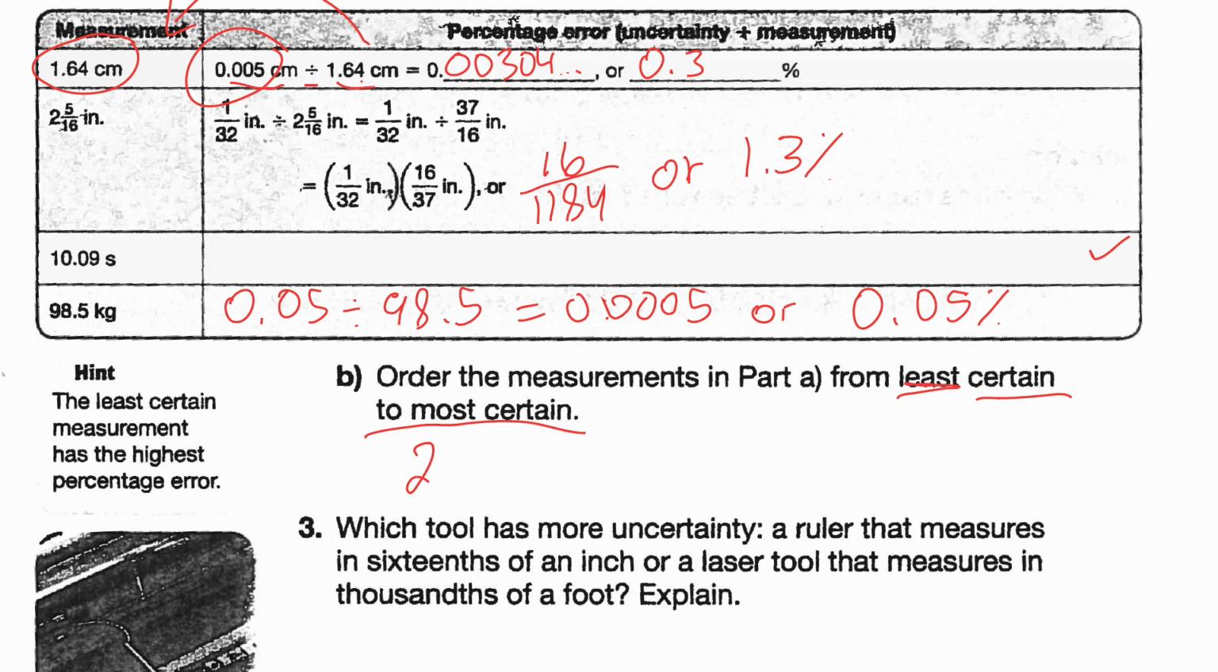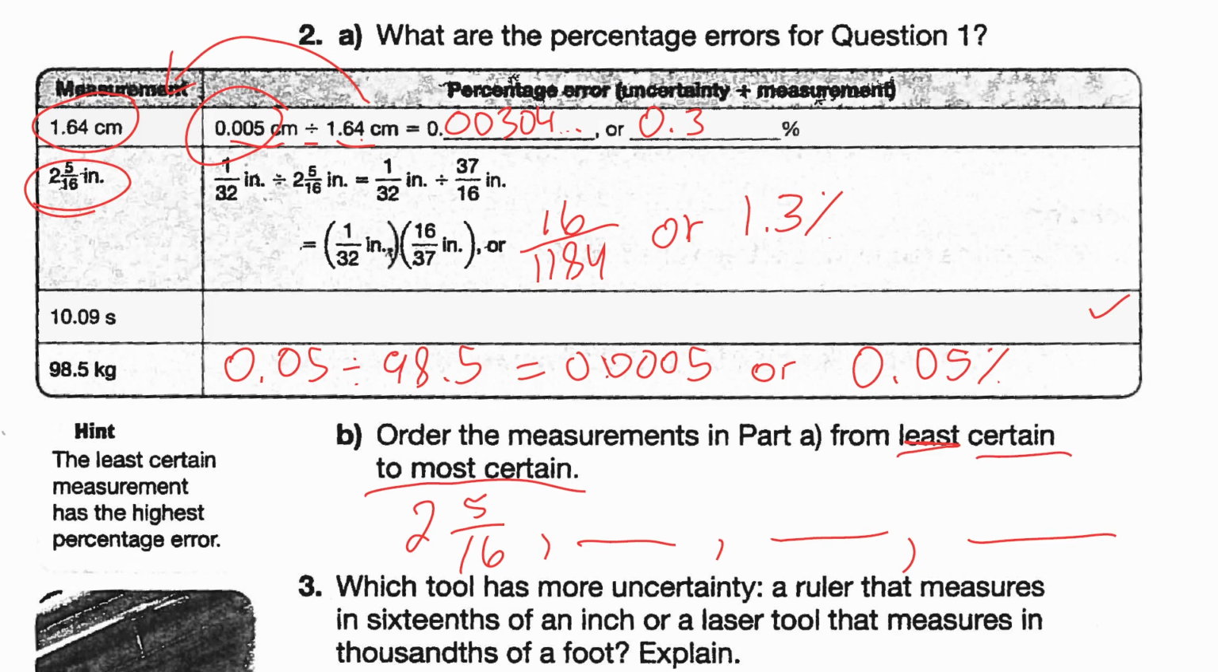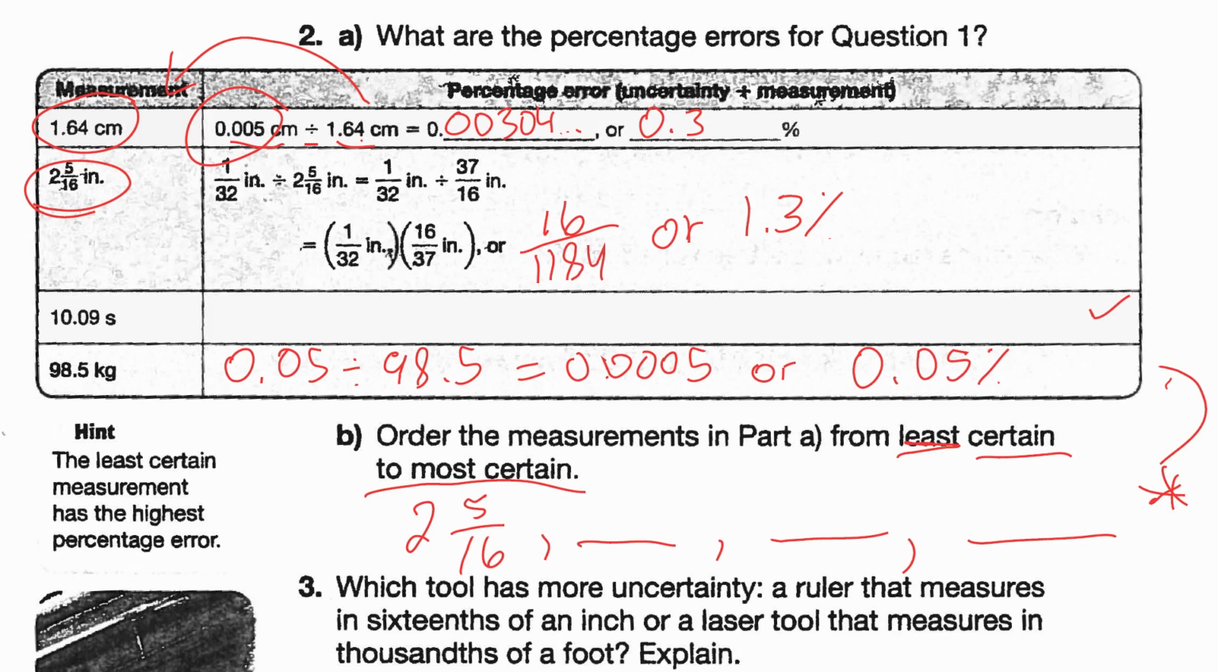I'll give you the least. 2 5/16. So that's the least one right there. Then there'll be the other 3. So you order the other 3. You can tell this answer by the percents that you'll get for each of them. The bigger the percent, the less certain it is, and the smaller the percent, the more certain. So this one had the biggest percent up there. Then the next one would have the second biggest percent, then the next, and then the smallest percent. Okay?